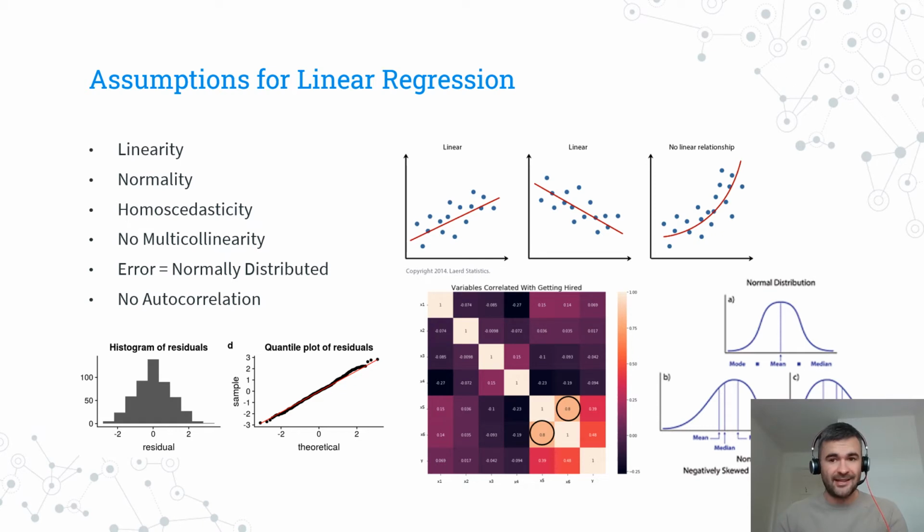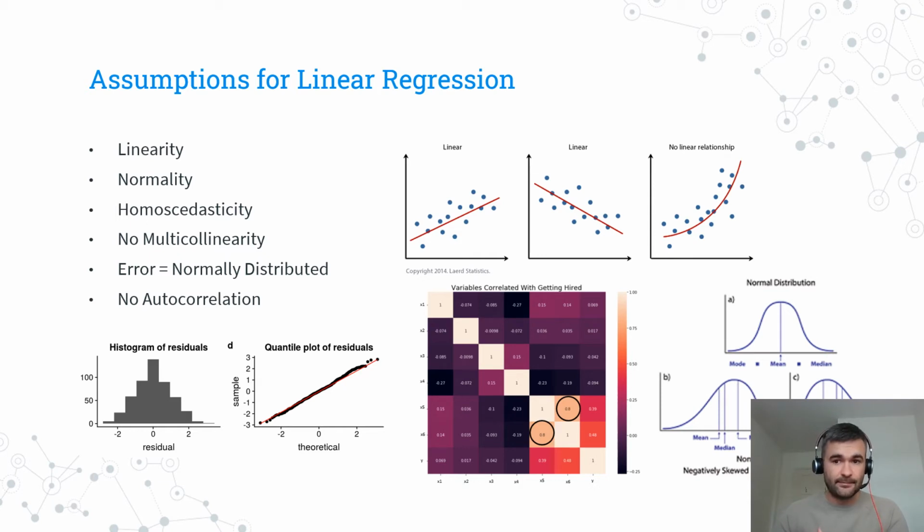Next one, normality. Both the x and y variables should have a normal distribution. The normal distributions can be checked a number of ways: histograms, KDE plots, and QQ plots are probably the most popular to do this.